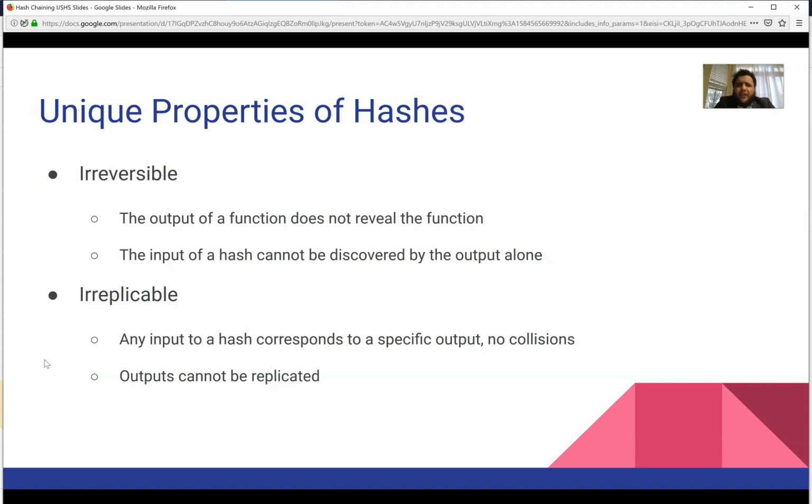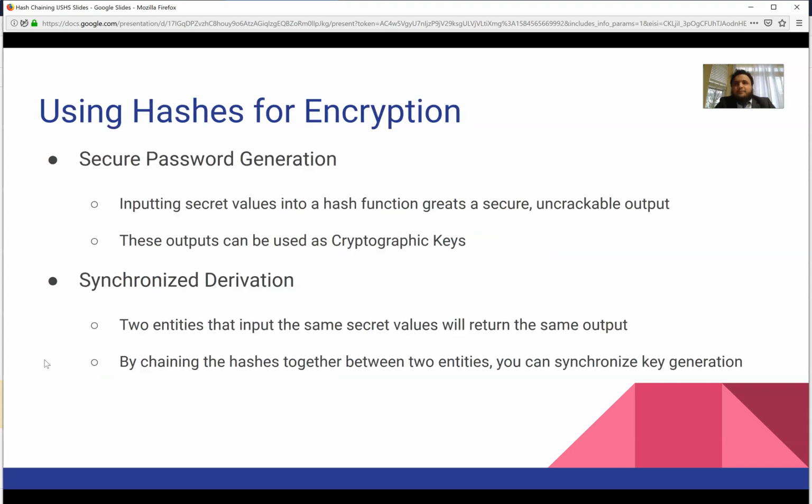Number one, hashes are irreversible. The output of the hash does not allow a hacker to discover the function or the data being input. This makes the input impossible to recover. Number two, hashes are irreplicable. The output of a hash function is exclusive to that function, and there are no collisions. And since the output of a hash cannot be determined without knowledge of the input and the function itself, outputs cannot be replicated. With these properties in mind, how can we use hashes for encryption?